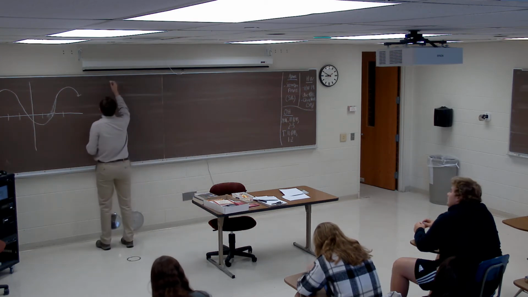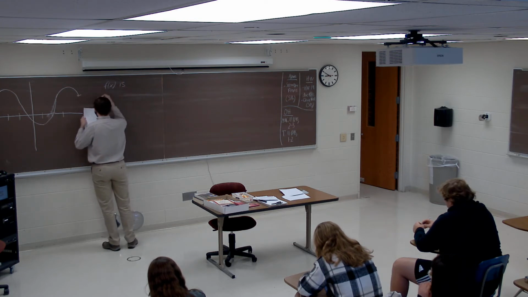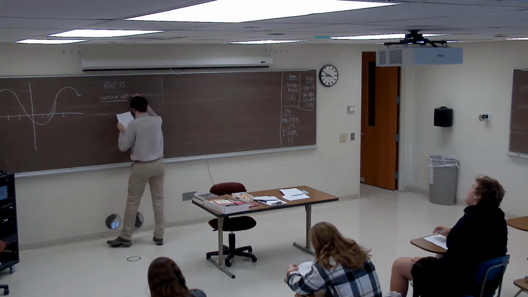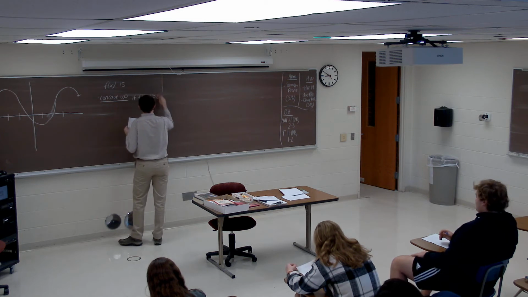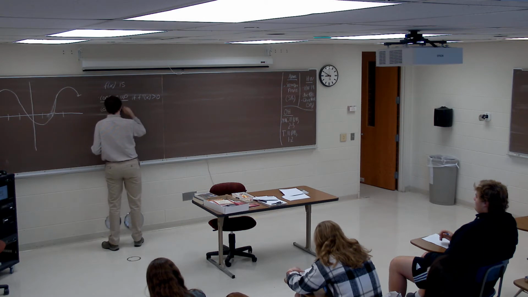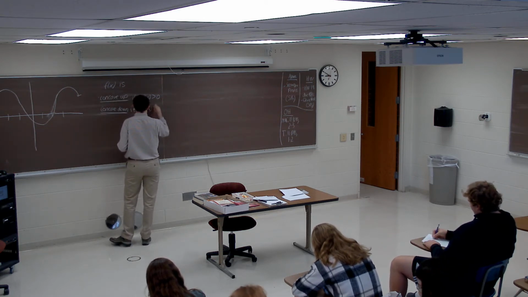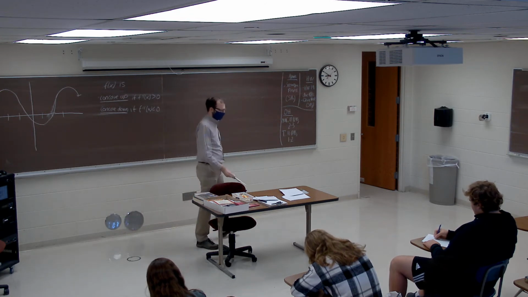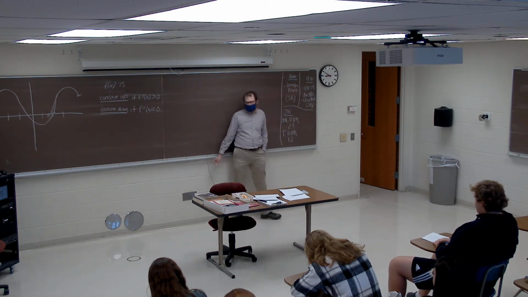We're going to say that in general, a function f of x is going to be concave up over some interval if f double prime of x is positive, and it's going to be concave down whenever f double prime of x is negative. So, concave up, concave down.